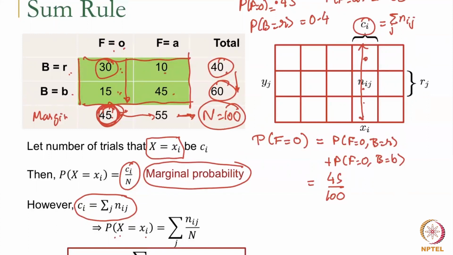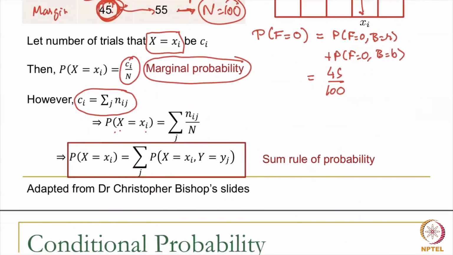So the number we calculated is the marginal probability that the fruit is an orange. Okay, so you can write this as, in general, this formula. This is what is known as the sum rule of probability. What it says is the probability that I want one particular variable is the summation of all possible joint probabilities.